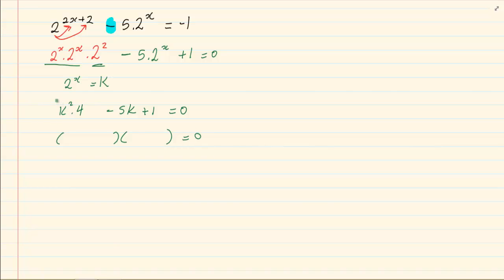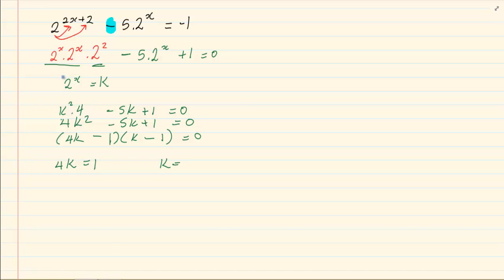Right, so we have 4k squared minus 5k plus 1 is equal to 0. 4k, k. So we factorize the trinomial. We get 4k minus 1, k minus 1 is equal to 0. Leaving us with 4k is equal to 1 and k is equal to 1.